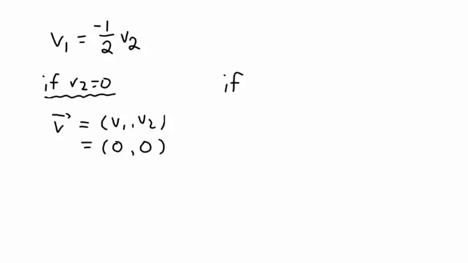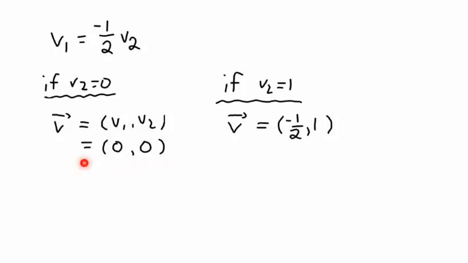Let's take a look at if V2 is equal to 1. Then we're going to have another V. We know our second component is equal to 1, and using this relationship up here, if V2 is equal to 1, then V1 is negative 1/2. So it's these two particular vectors, 0, 0, and negative 1/2, 1, that are going to form my counterexample.